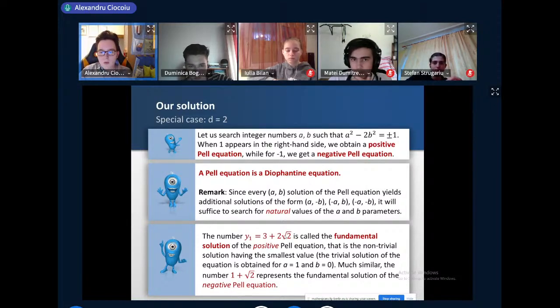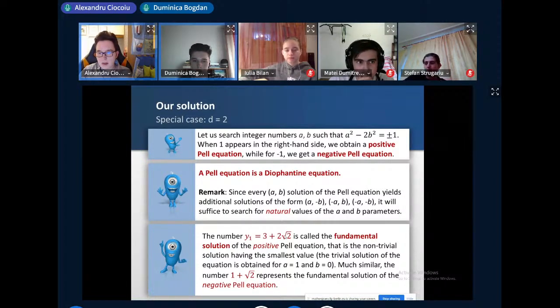Regarding the number y of 1, which equals 3 plus 2 square root of 2, that is called the fundamental solution of the positive Pell equation, which is the non-trivial solution having the smallest value. In simpler terms, the trivial solution of the equation is obtained for a equals 1 and b equals 0. Much similar to that, the number 1 plus square root of 2 represents the fundamental solution of the negative Pell equation.